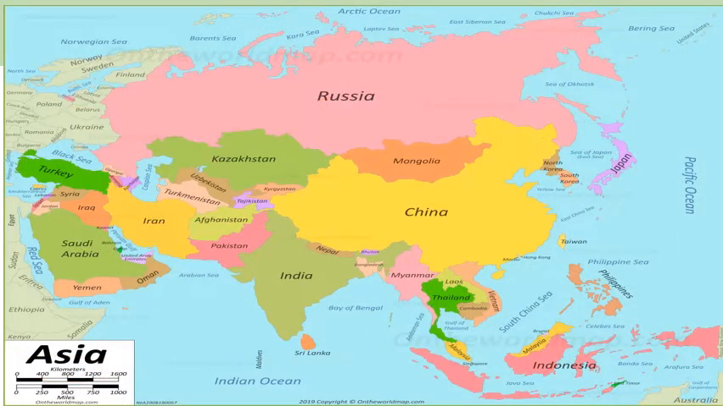And if we talk about Taiwan, it is a country which is present in Asia. So this is the Taiwan in the map of Asia. It is the neighboring country of China.